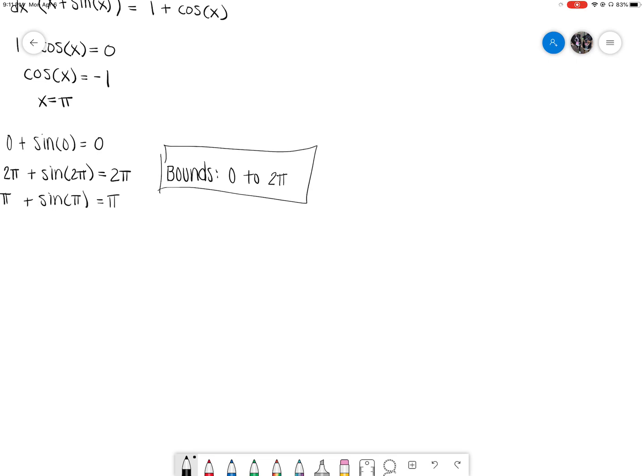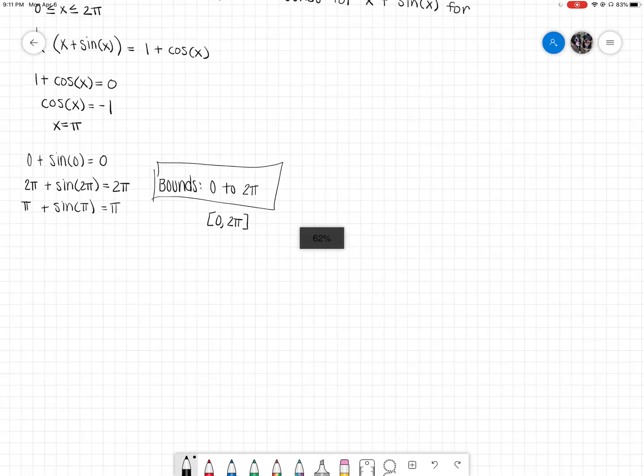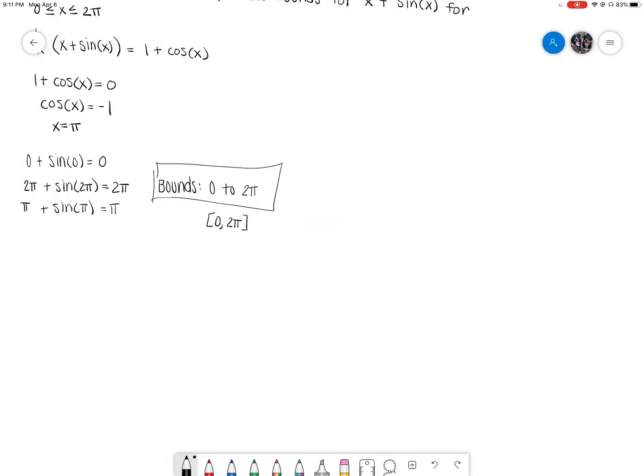And you can write these a variety of ways. If you want to write them as a pair, that's okay as well, as long as you just indicate somehow you're going from 0 to 2 pi.